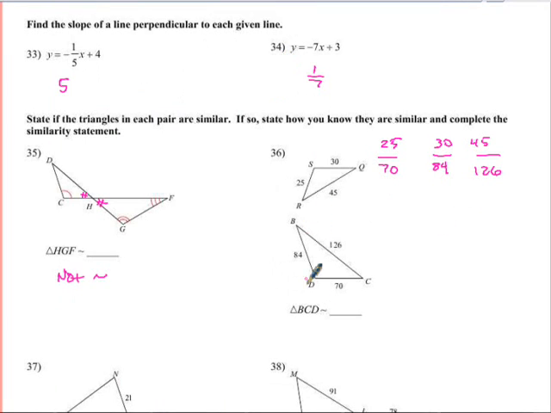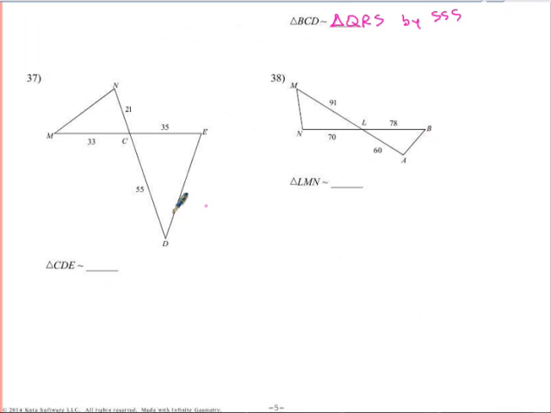So we're going to say triangle BCD. Now B starts in between the long and medium leg. So here, the angle that starts in between the long and the medium leg is Q. And then C is in between the large and the small, which is R, and then S, and it's by side, side, side. Okay? So yes, they are similar, and it's by side, side, side.